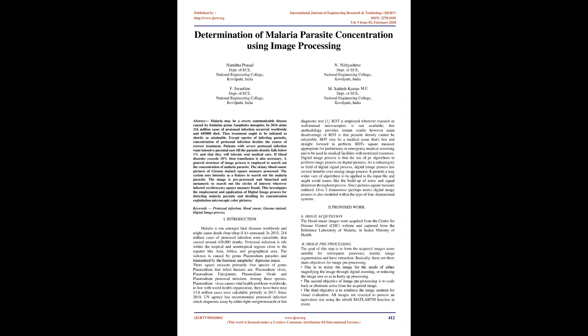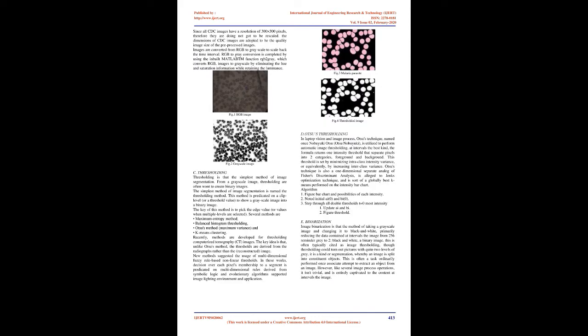A. Image acquisition. The blood smear images were acquired from the Center for Disease Control, CDC, website and captured from the Reference Laboratory of Malaria, in Sudan Ministry of Health. B. Image pre-processing. The goal of this step is to make the acquired images more suitable for subsequent processes, mainly image segmentation and feature extraction.